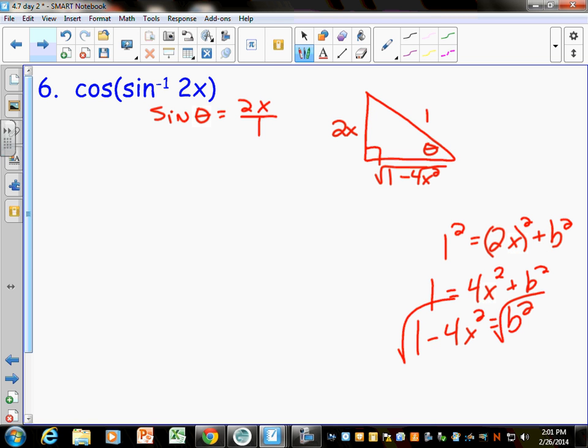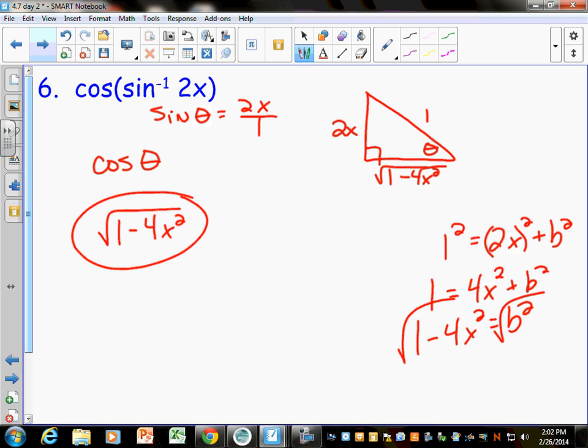If you get your triangle right, it's really easy from there, because now what are we going to do? If that's my triangle, what's this problem asking me to find? The cosine of that angle. So that's why we have to find the other side. So now your answer is, what is the cosine of that angle? Adjacent over hypotenuse, and since hypotenuse is 1, the answer to this is just the square root of 1 minus 4x squared because it's over 1.